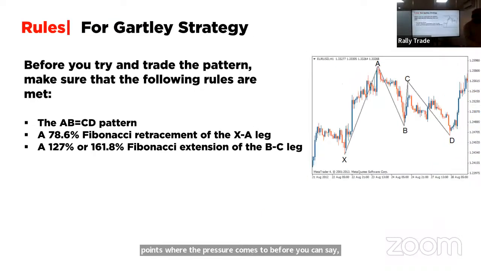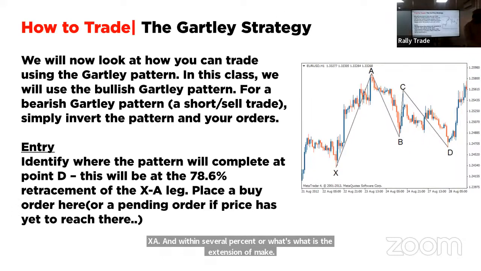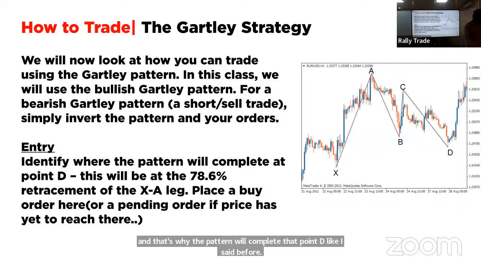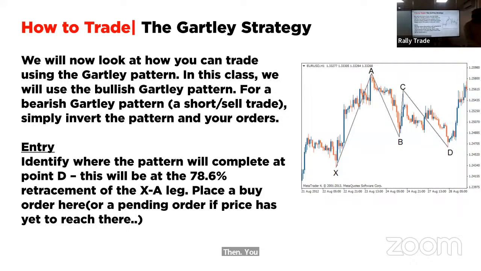Now, let's move on to this part. Before you try and trade the pattern, make sure that the following are true: AB is equal to CD, 70% Fibonacci retracement for the leg XA, and 127% or 1.8% extension of leg BC, if you're looking for extension. Now, how to trade it? Okay, we'll now look at how to trade this. Entry: identify where the pattern will complete at point D, like I said before. Then you can place a buy order at that level or a pending order. I already mentioned this one.